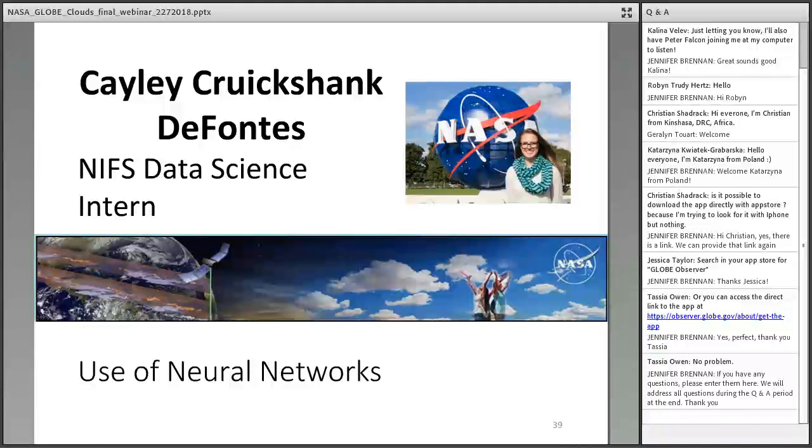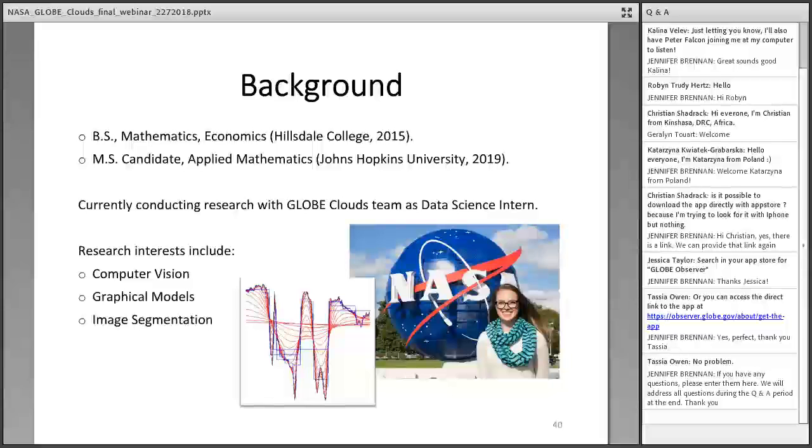Hello everyone, my name is Kaylee Dantas and I'm a graduate student intern here at NASA Langley with the Globe Clouds team. Specifically, I'm with the NASA Internships, Fellowships, and Scholarships program. I'll be talking today about some use of neural networks in the globe clouds, specifically the globe observer data.